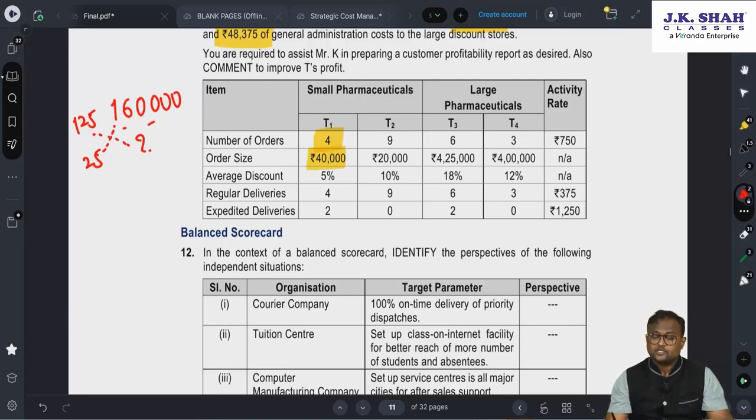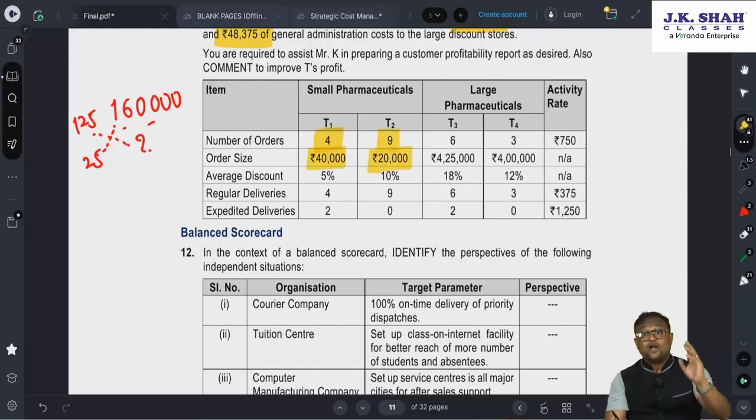Because ultimately we are interested in profit. If you are interested in profit, there is no need to waste time on calculation of variable cost. Variable cost is 100, profit will be 25, naturally sales will be 125%. That means the sales of 1,80,000 are 125%. So if 125% is sales, 25% is contribution, I can directly calculate contribution.